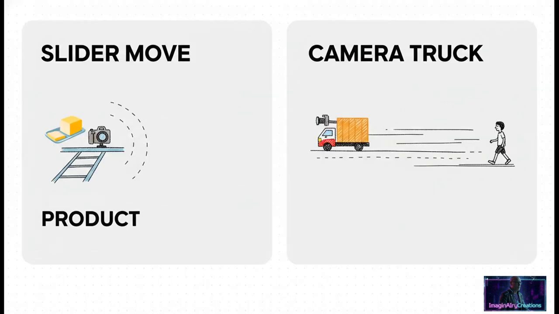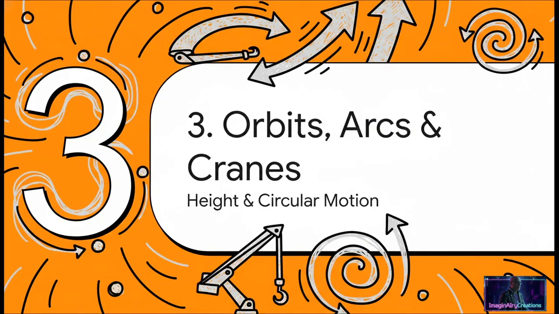Now, both of these are side-to-side movements, but the difference is all about scale. A slider move is that subtle, elegant, short glide that just adds a little life to a static shot. You see it in high-end car commercials all the time. Camera truck left, though, is a much bigger deal. The whole camera rig moves parallel to your subject, keeping pace as they walk down a city block. It's way more dynamic. All right, now we're getting into the really good stuff.